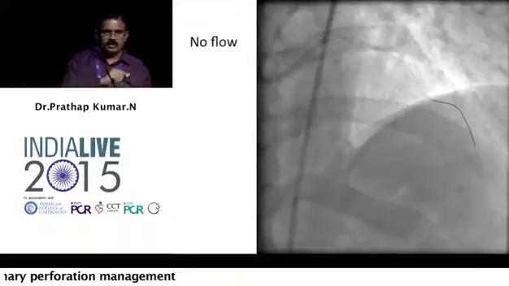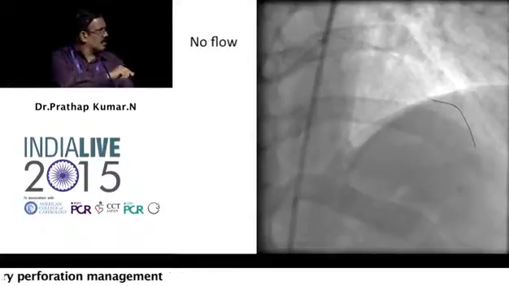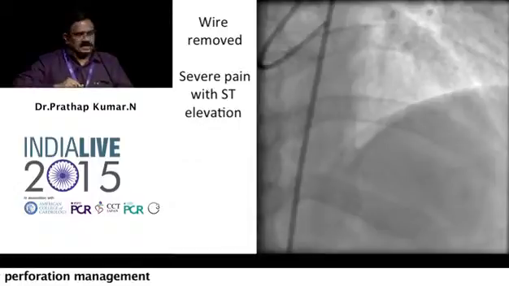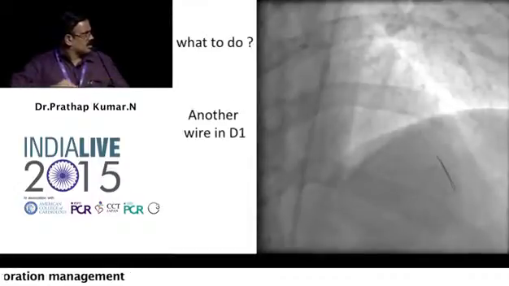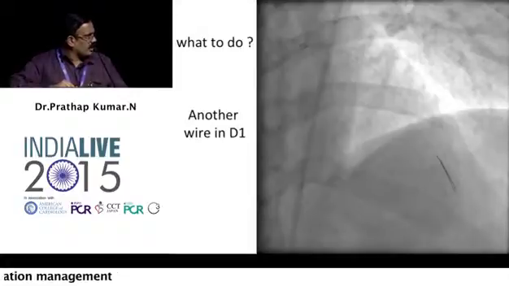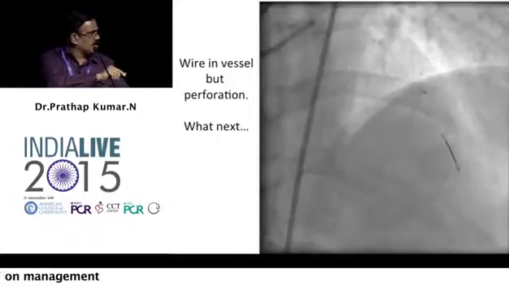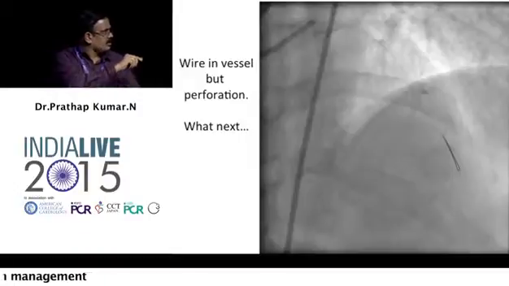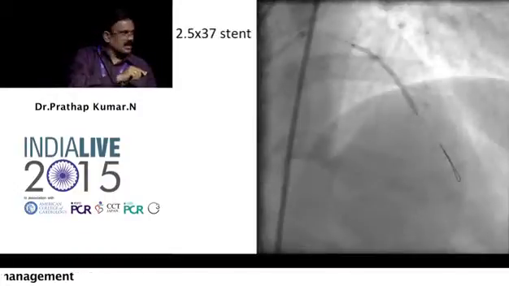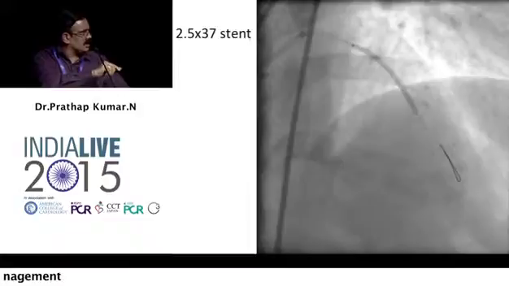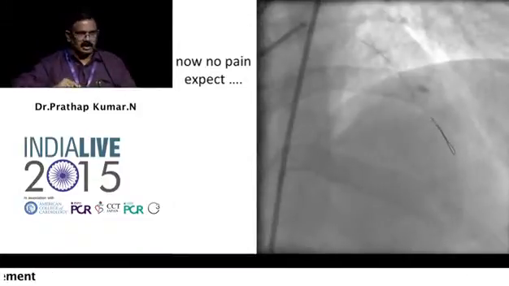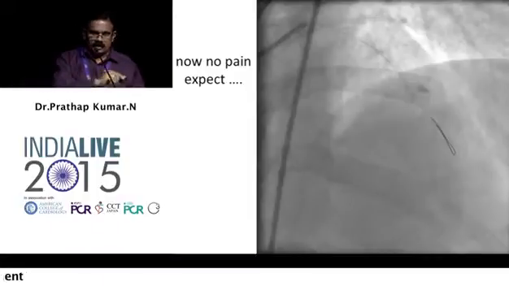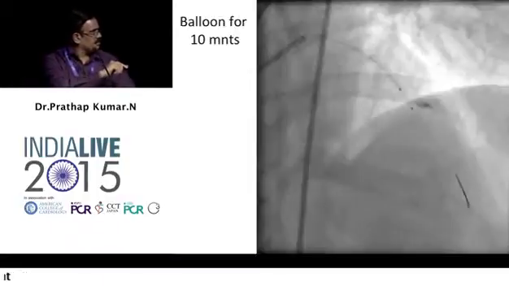When there is no flow, I don't want to put a stent down. Wire removed, severe chest pain with ST elevation. What to do? Put another wire. The wire went into the diagonal, but you can see a perforation there. What next? Removing the wire, put a 2 into 37 stent there, and no pain, but expect this complication. After 1 or 2 hours, the patient will have a cardiac tamponade.